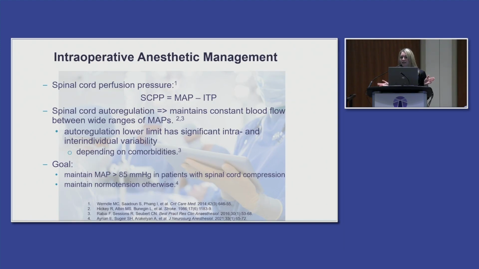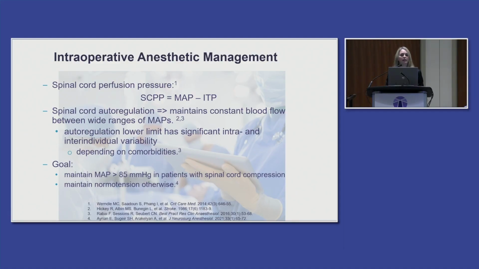Not only is our selection of anesthetic agents intraoperatively important, but obviously our hemodynamic management intraoperatively is of critical importance. Spinal cord perfusion pressure equals MAP minus intrathecal pressure. You can see the analogy with cerebral perfusion pressure equals MAP minus ICP. And just like in the brain, spinal cord autoregulation maintains a constant blood flow between a wide range of mean arterial pressures. The autoregulation lower limit, though, has significant intra- and inter-individual variability, partly depending at least on comorbidities.